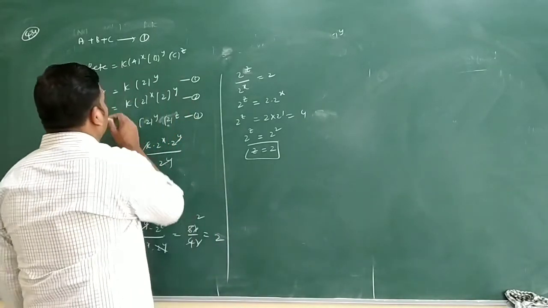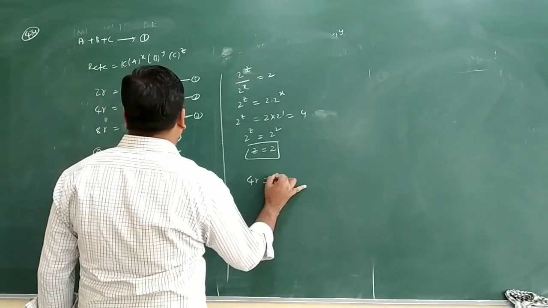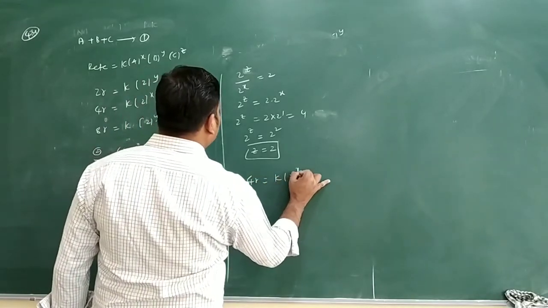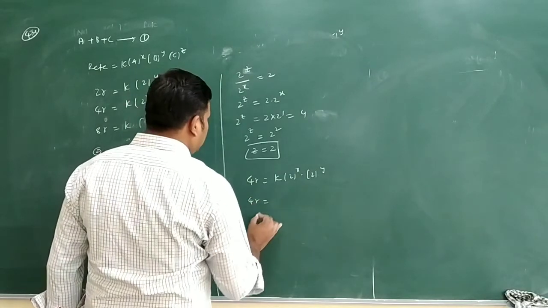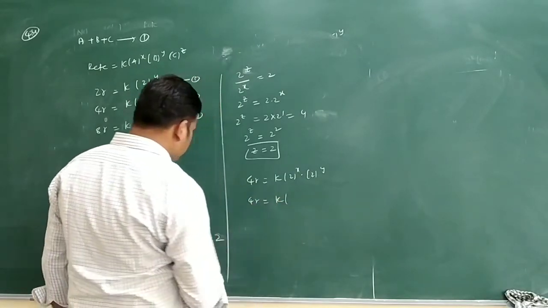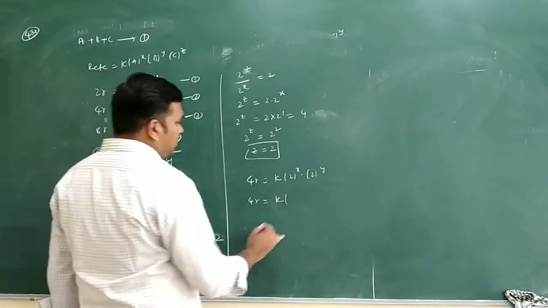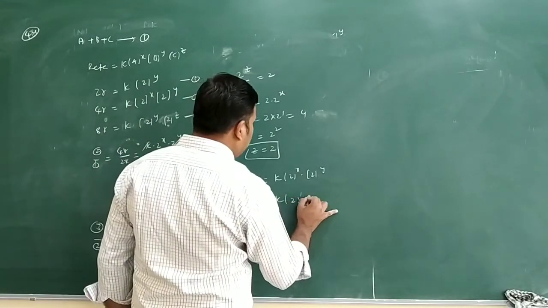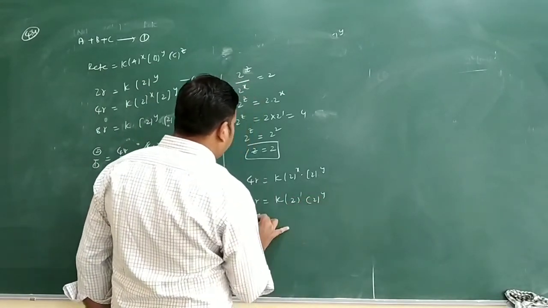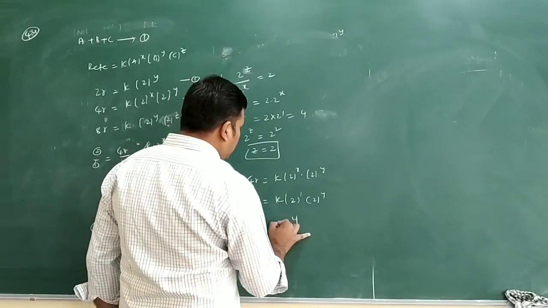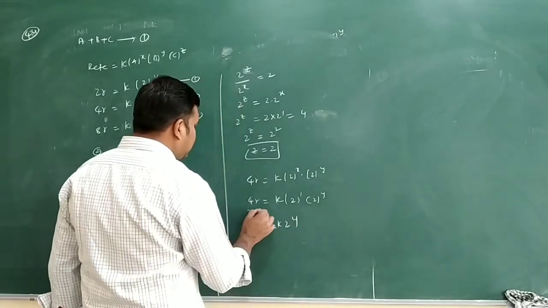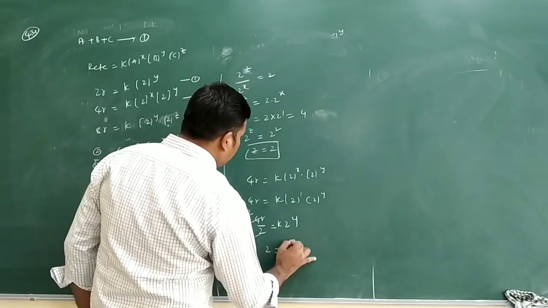You see here, I am writing 4r is equal to k into 2 power x into 2 power y. So I will write here 4r is equal to k into, the x value we have is 1, so 2 power 1 into 2 power y. So 4r by 2 is equal to k into 2 power y. Here how many times cancel? 2 times. So 2 is equal to 2 power y.